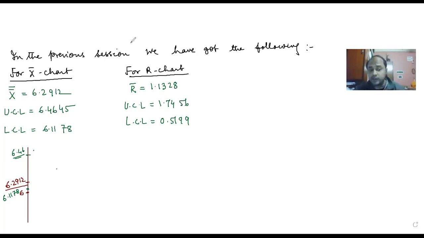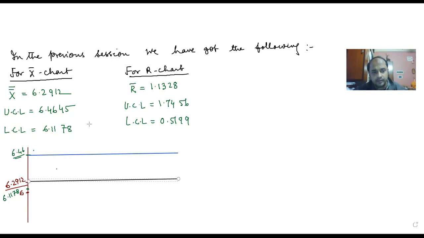So if you are doing statistical quality control problems in an examination, and if the graph papers are not provided, then you just ask for the graph paper. So this is your UCL line, this is your center line, and that is your LCL line.